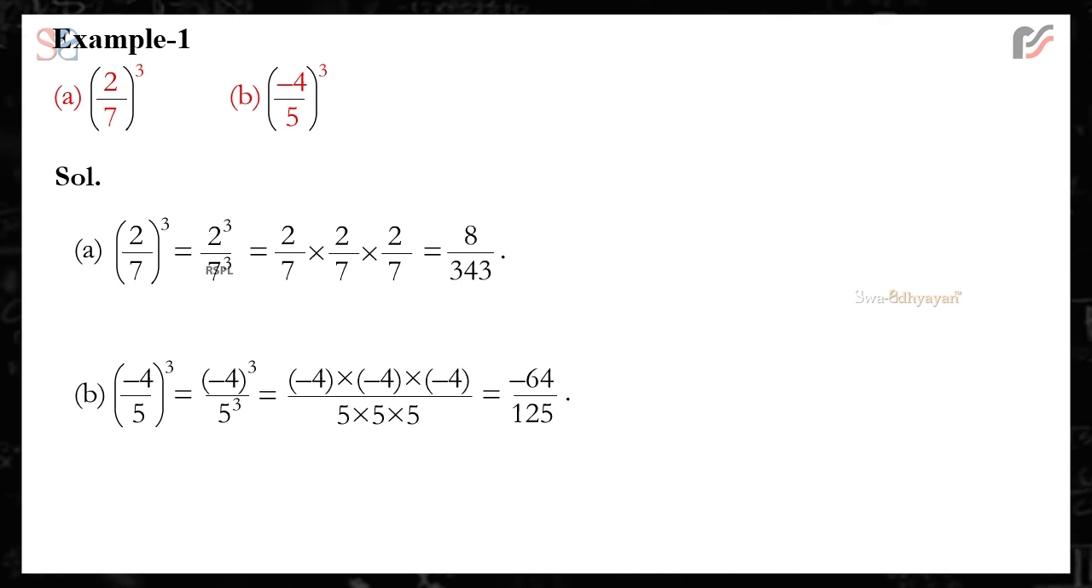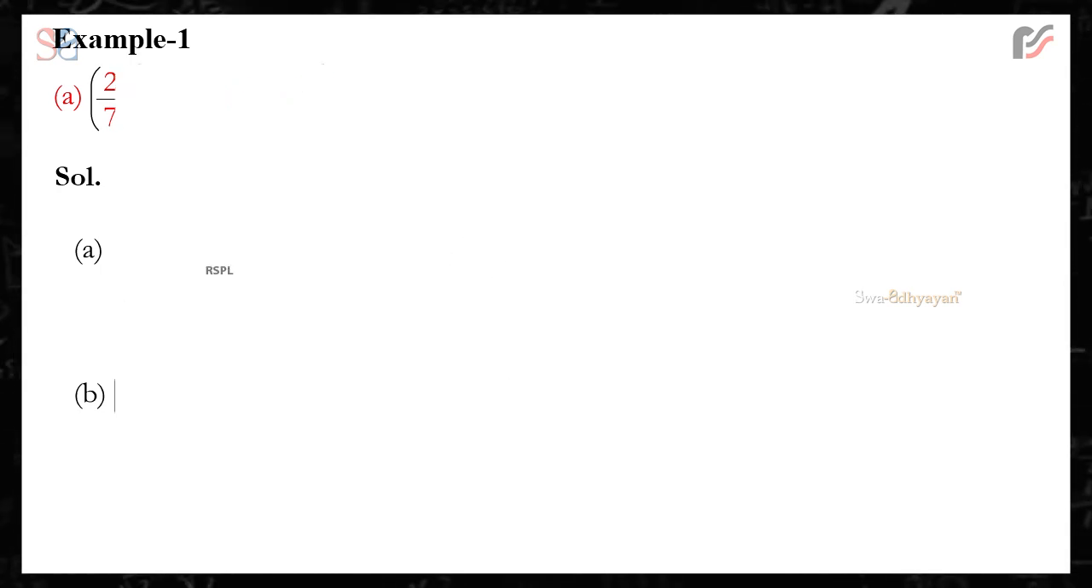B. Minus 4 by 5 whole raised to the power 3 is equal to minus 4 whole raised to the power 3 by 5 raised to the power 3, which is equal to minus 4 into minus 4 into minus 4 by 5 into 5 into 5, which is equal to minus 64 by 125.